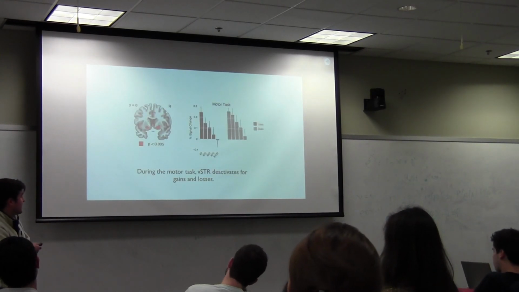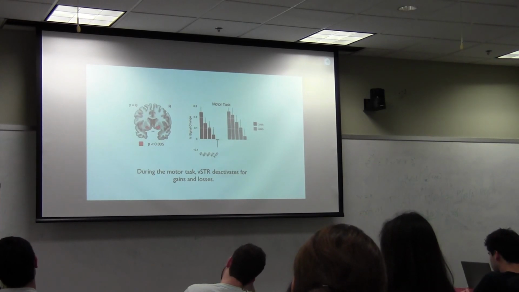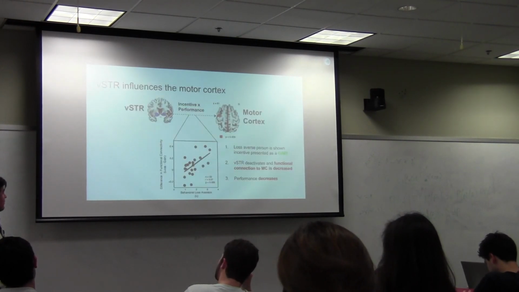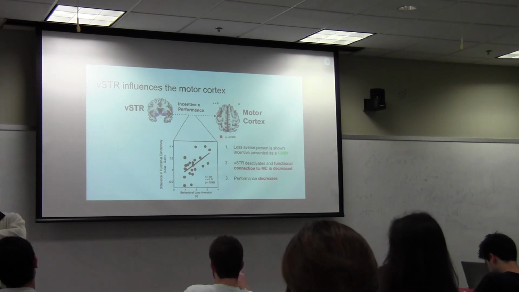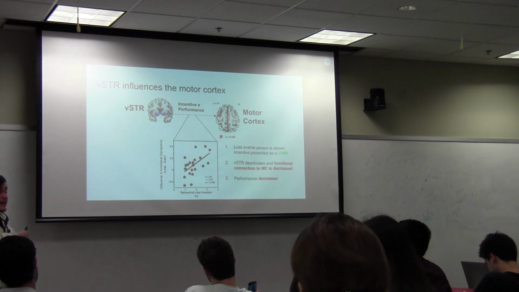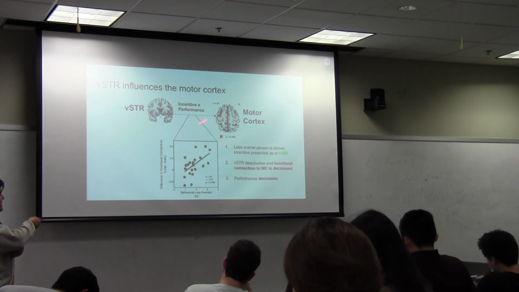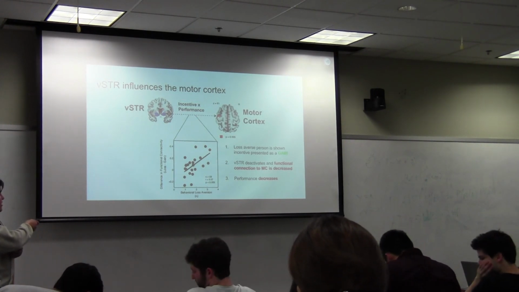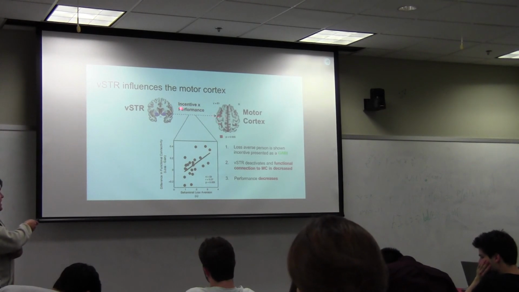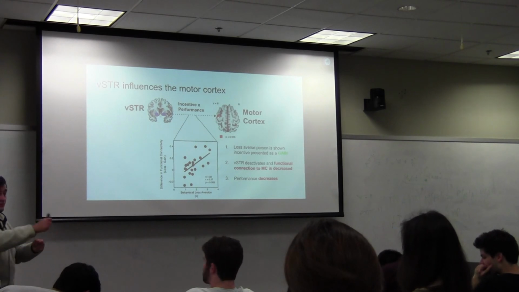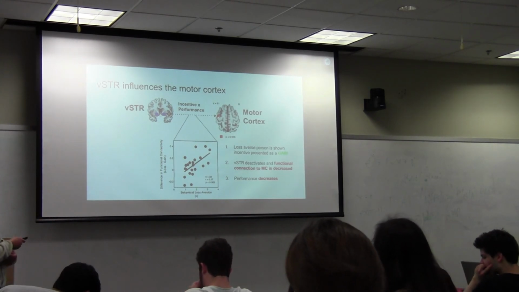Yeah, and this is just showing that during the actual performance of the task, the VSTR deactivates whether or not it's a gain or loss. I don't think that's that important to know. And so finally, moving out of the VSTR, like I was talking about before, it connects to the motor cortex, which is actually what's causing the choking. So based on an incentive, your VSTR actually connects over to your motor cortex, and it has something called functional connectivity, where it's actually kind of influencing and controlling how your movements go based on the reward possibility.